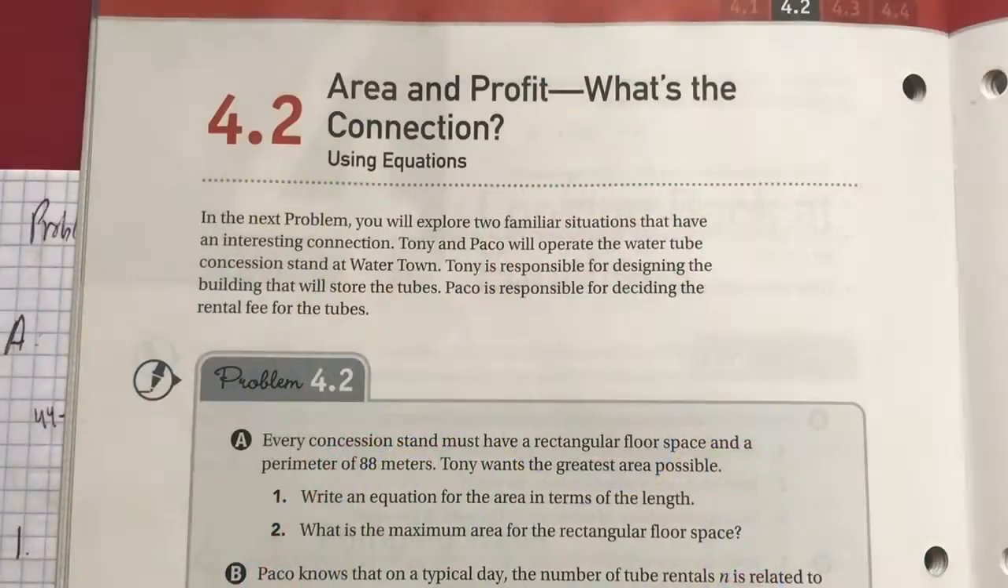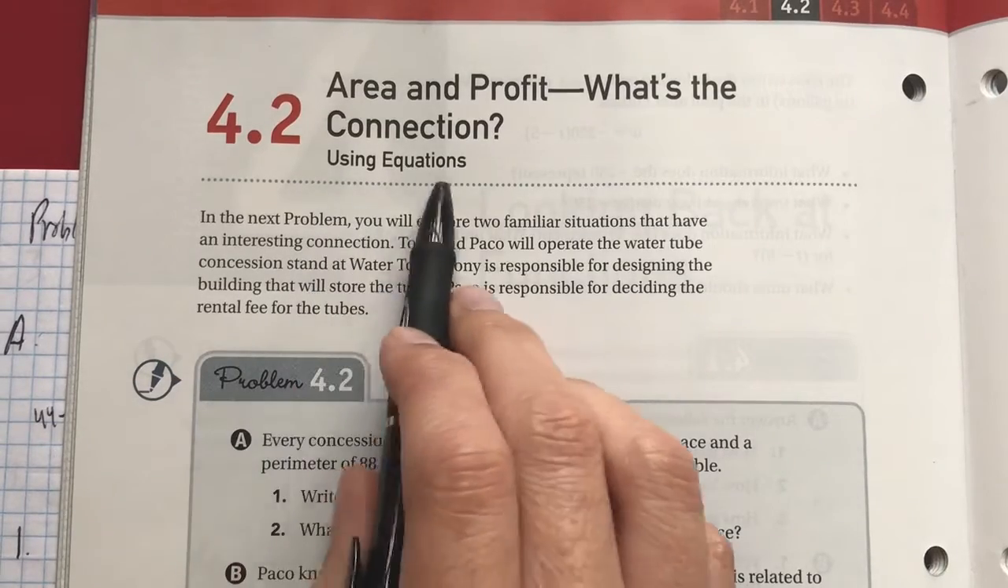Problem 4.2 from Say It With Symbols. All right, here we go. Area and profit. What's the connection? We're looking at using equations.